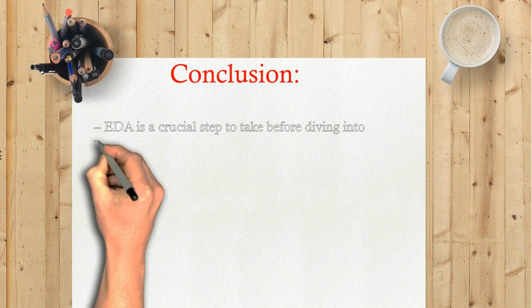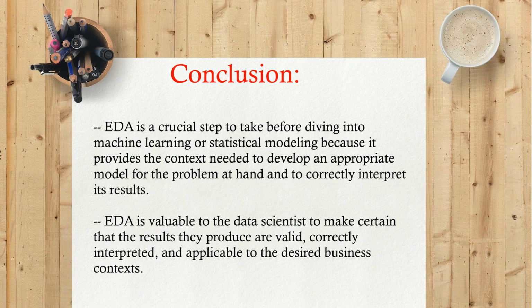Conclusion. EDA is a crucial step to take before diving into machine learning or statistical modeling because it provides the context needed to develop an appropriate model for the problem at hand, and to correctly interpret its results. EDA is valuable to the data scientist to make certain that the results they produce are valid, correctly interpreted, and applicable to the desired business contexts.